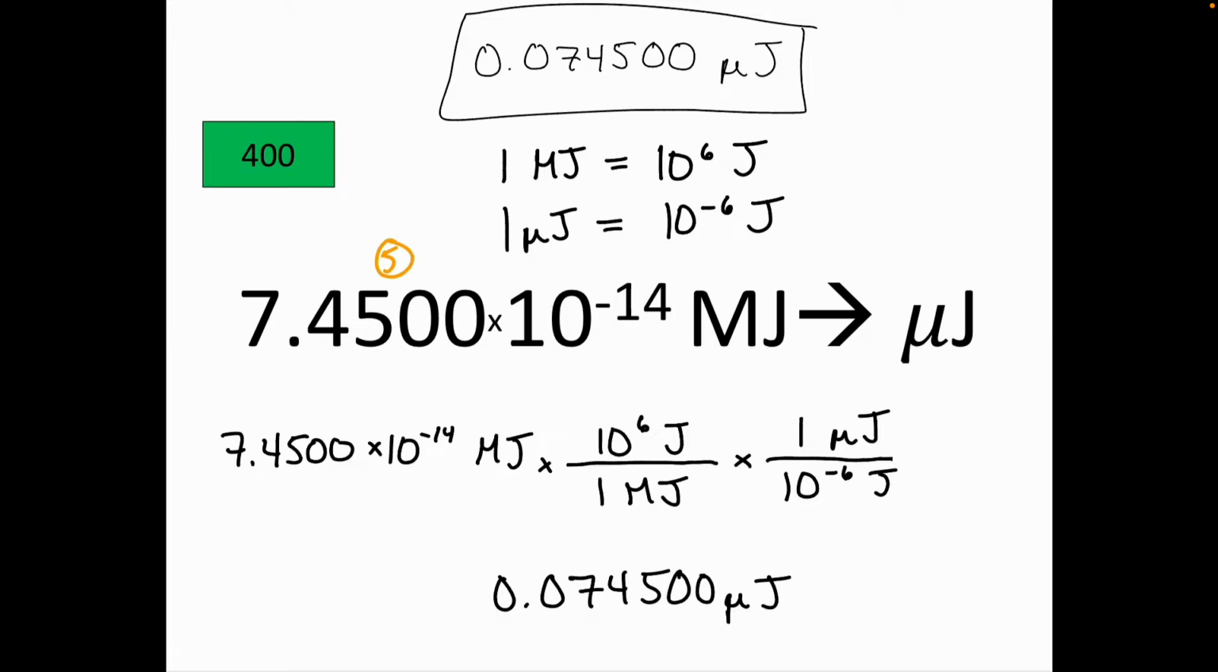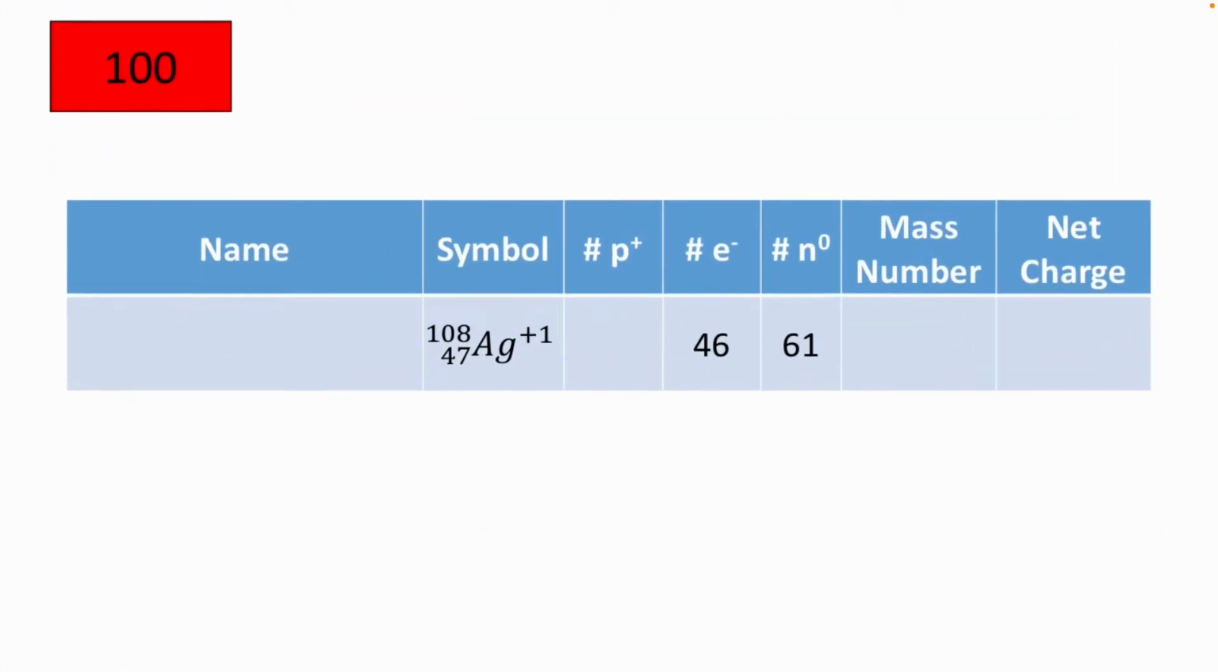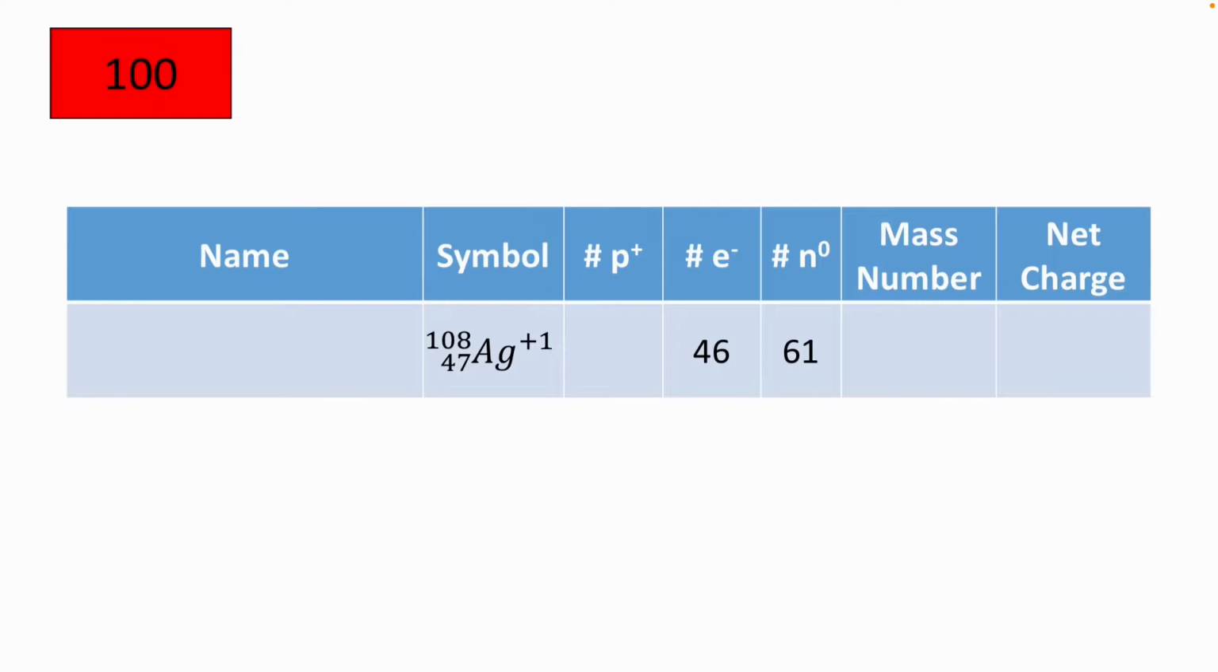All right. Who hasn't picked one? Wendy, pick one for us. For 100? Okay. Again, complete the rest of this isotope table for me.